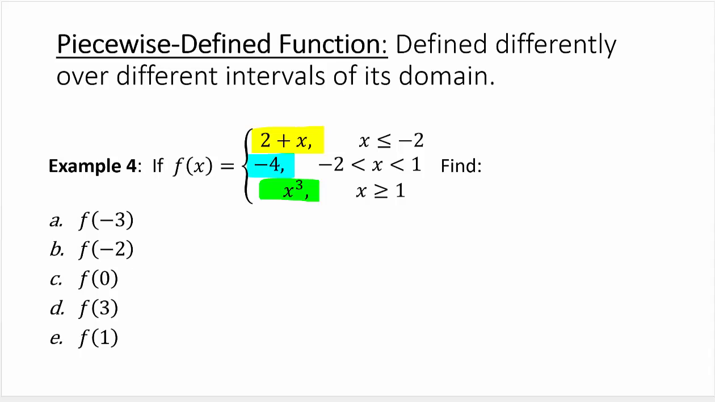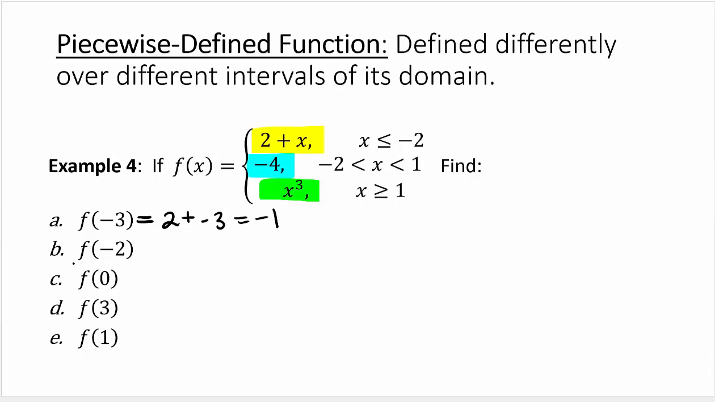So if I'm looking at f evaluated at -3, the first thing we have to do is look at this value of x and see where it falls on these different intervals. So -3 would fall into this case right here, right? x is less than or equal to -2. So for that part of our function, we know my definition is going to be 2 plus x. So I'm really just looking at 2 plus -3, which would give me -1.